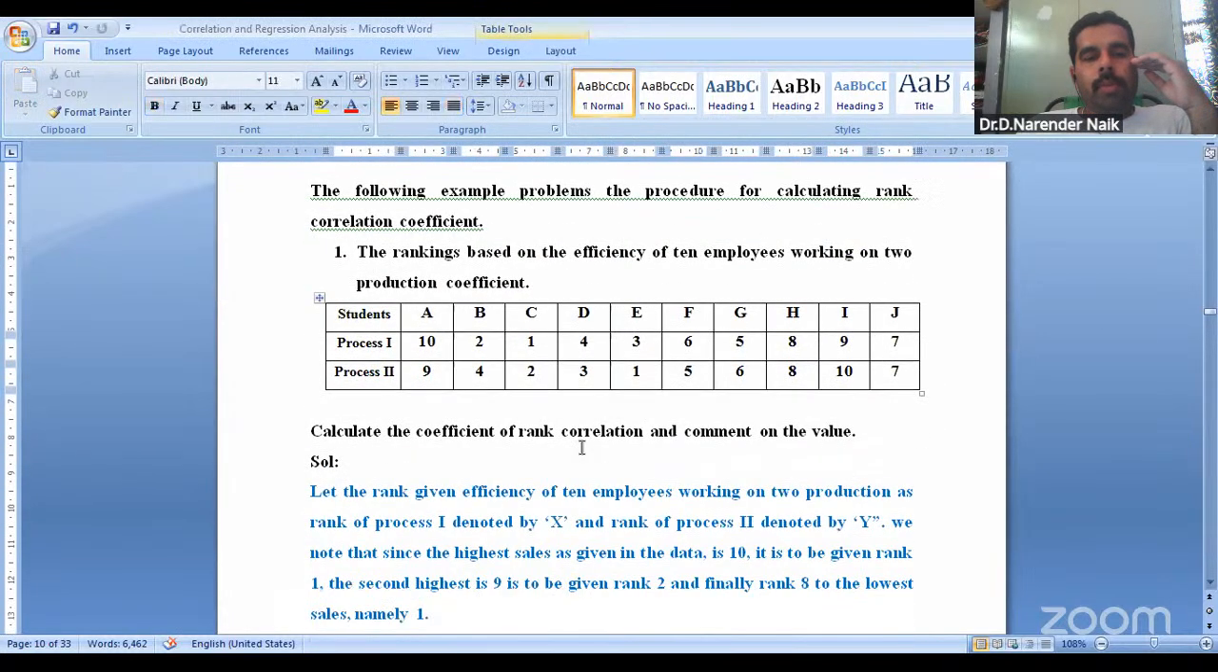Okay, this is the one problem. We'll see the problem now. The following example problems, the procedure for calculating rank correlation. The first problem here. The rankings based on the efficiency of 10 employees working on two production processes.